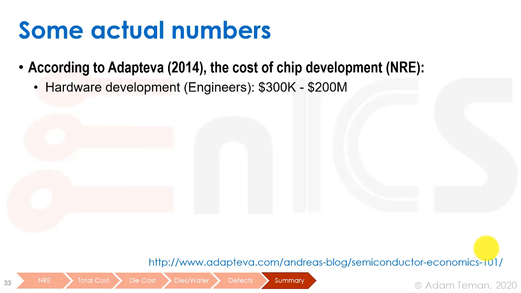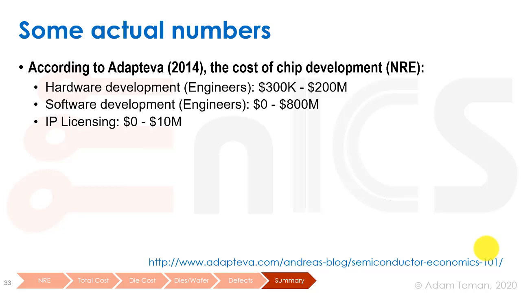If you look at Aptiva in 2014, just to give us some basic numbers, the cost of chip development, the NRE, has a large spectrum. If we take the hardware development, the engineers, it's anywhere from like $300K to $200 million for developing a chip. Software development, again, you don't have to do any software, and then it would cost nothing. But if you really want to sell something, it can cost up to $800 million. So it can cost much more than even the hardware development.